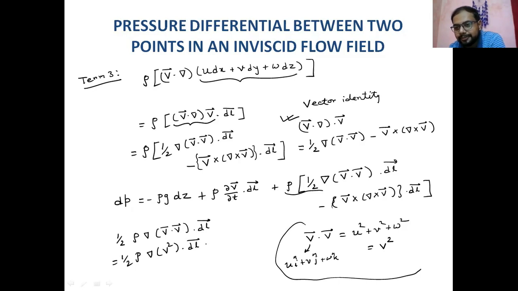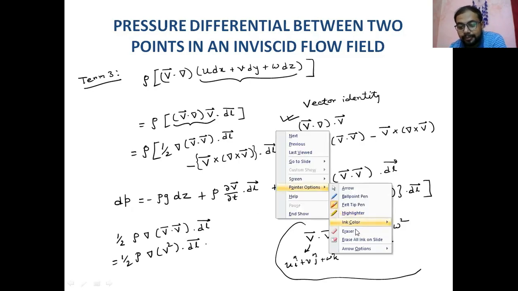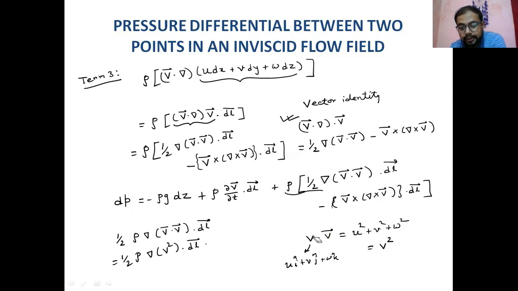V square dot dl. Now you see here one more interesting part. After doing this operation is the easy part.